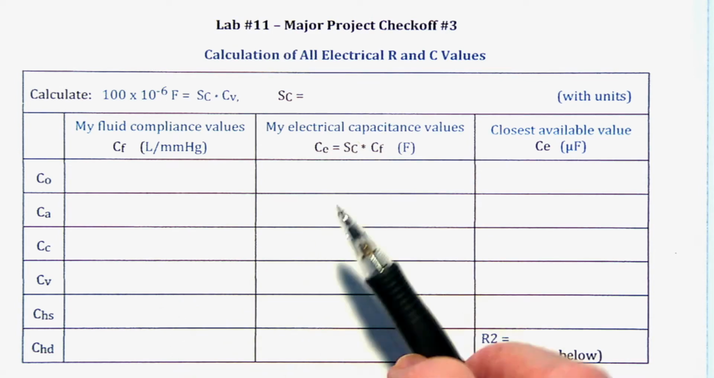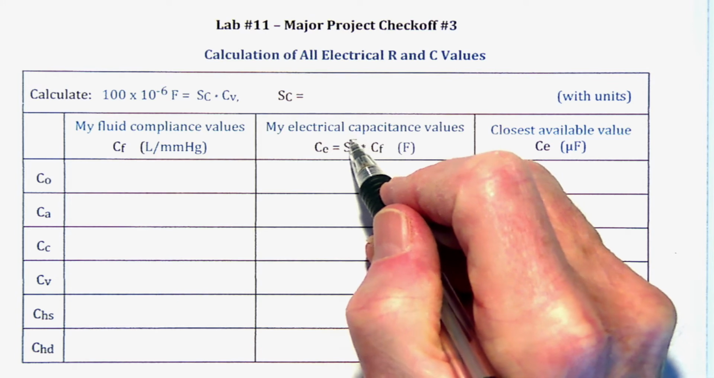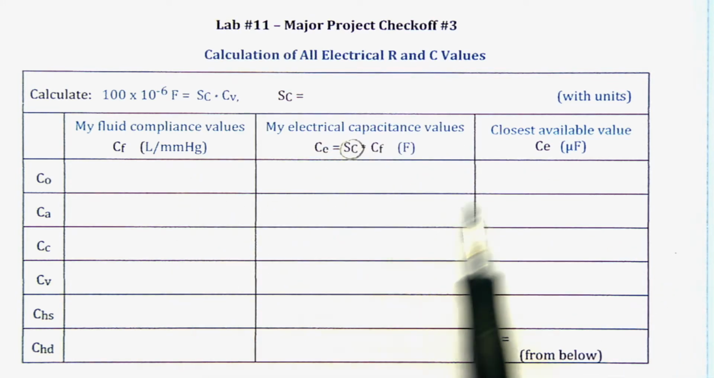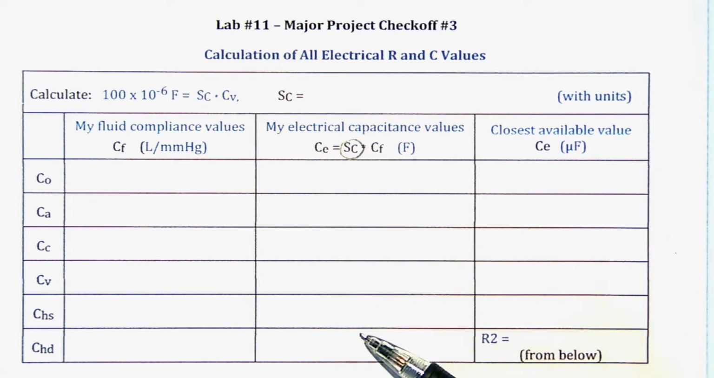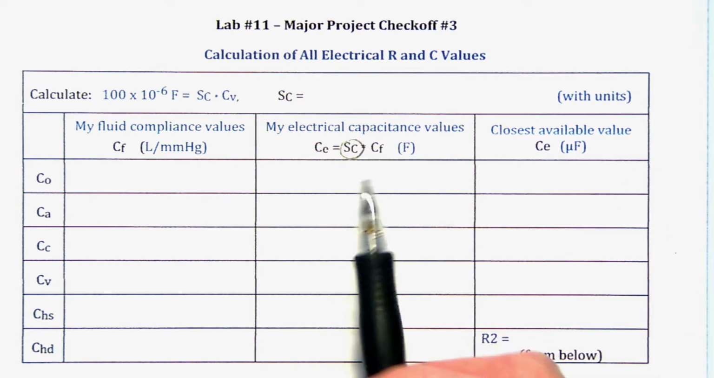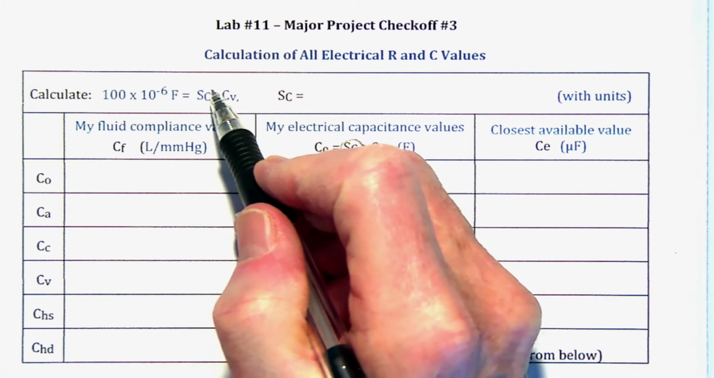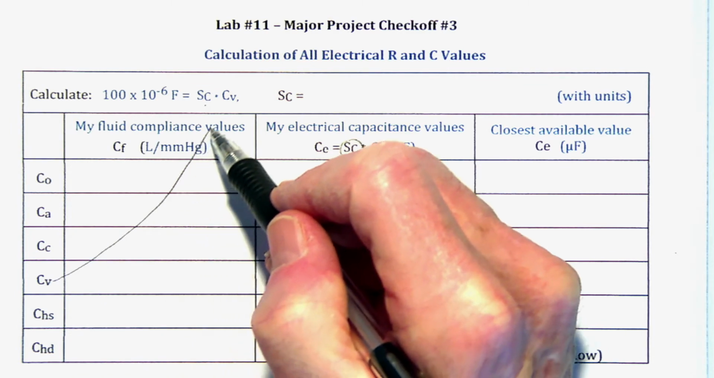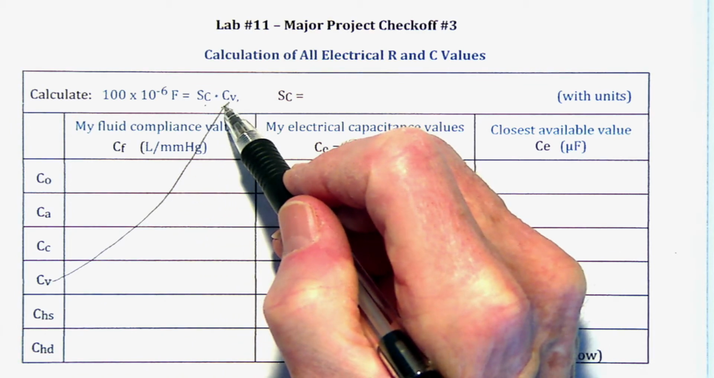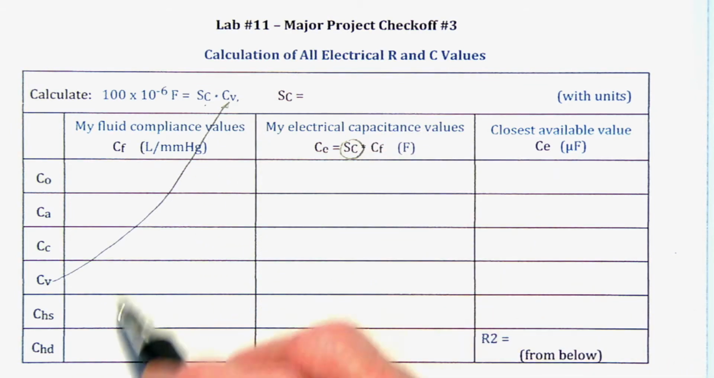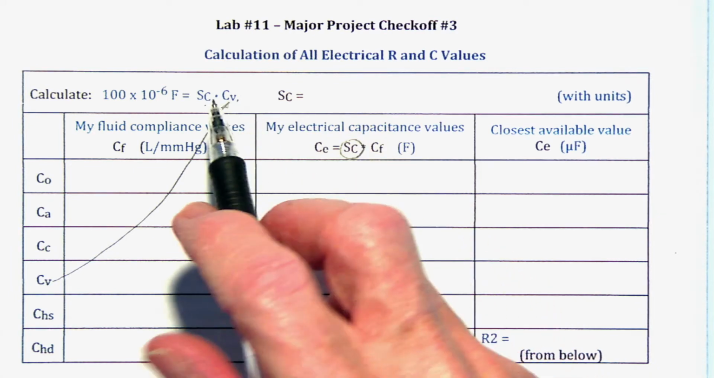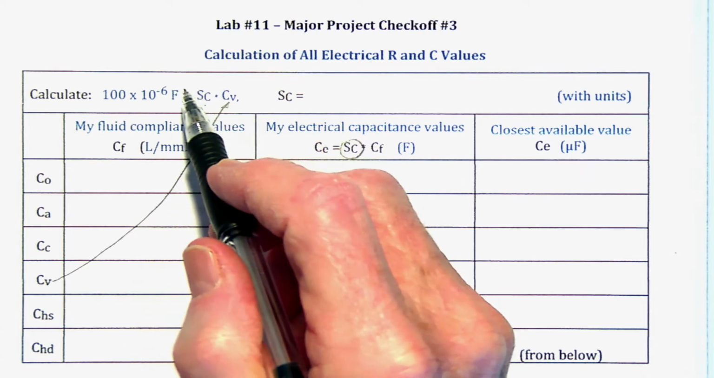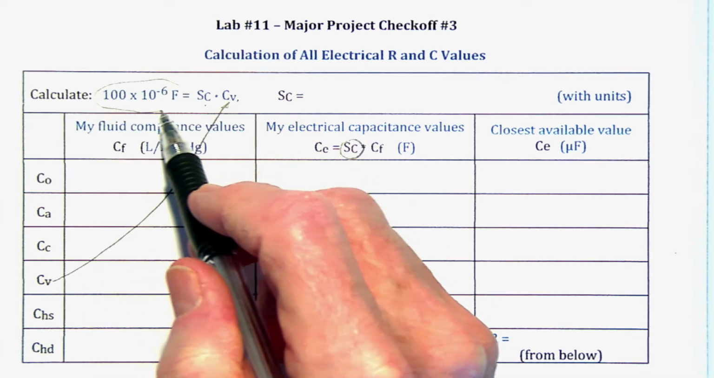And then we need to find the scale factor, S sub C, that we're going to multiply all of those compliance values by to get the electrical capacitance values. The way we find that scale factor is we let the scale factor from this equation be determined by our very largest compliance, which I'm pretty sure is the compliance in your veins. So put your value in here. And then we multiply that by a scale factor yet to be determined and set that equal to 100 microfarads.